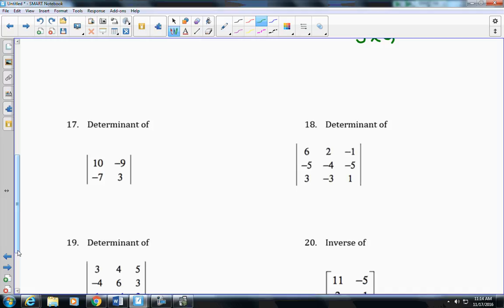Determinant of a 2 by 2, easy enough. What do you do? Cross multiply and subtract. All right, these are so easy, it might not even be worth your time putting them in the calculator. So you would do 30 minus 63, negative 33. Okay. I would put the 3 by 3 in there, unless you just want to do it by hand. But you know how to do it now, right? Then go to the math menu and the matrix menu and then hit determinant.